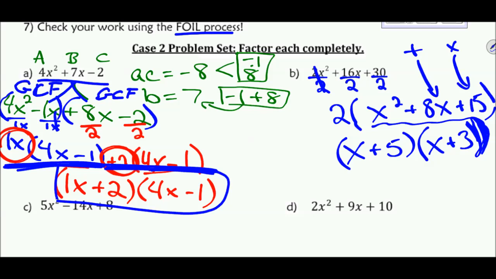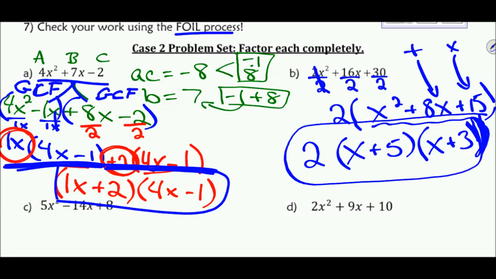I still need to keep the greatest common factor on the outside. It goes from outside of all of that. That's as factored as that gets. When you have a GCF, that's when you're going to get 3 terms in there.